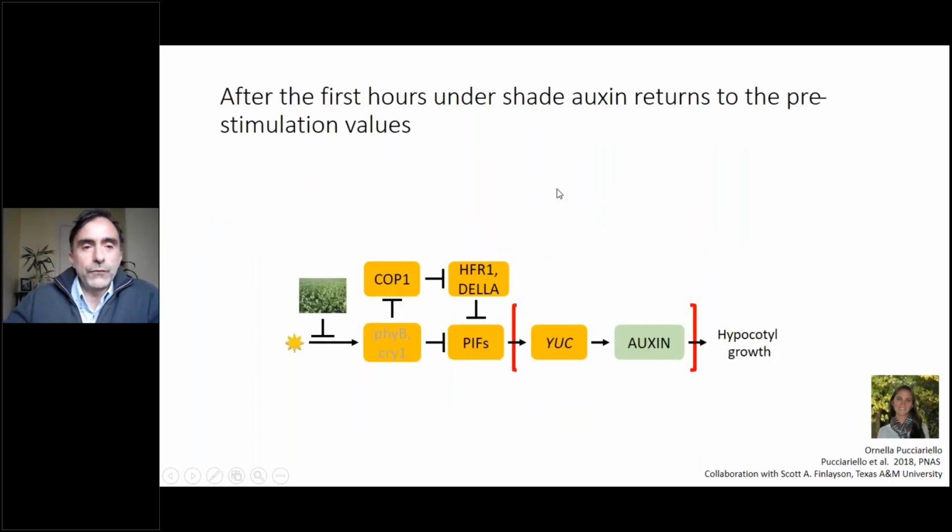That works very well for the first hours of shade, but if we go to look at a plant 24 hours after beginning shade, we can see that the level of auxin is already back to the pre-stimulation values. The rate of growth is even faster than earlier during shade avoidance, but it is not due to more auxin. It still requires auxin, but there is no more auxin than under white light.